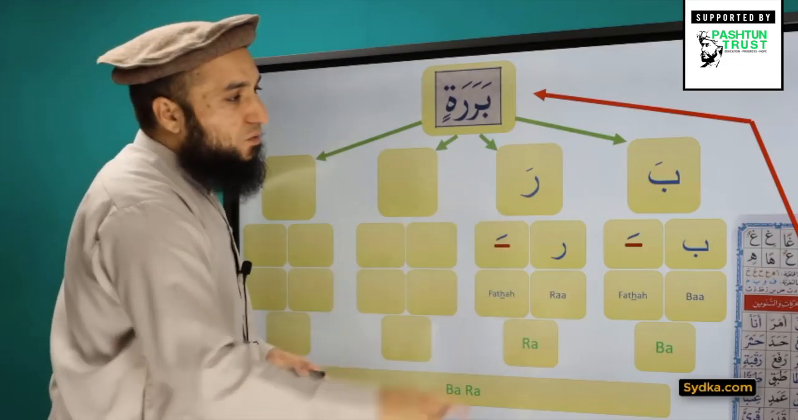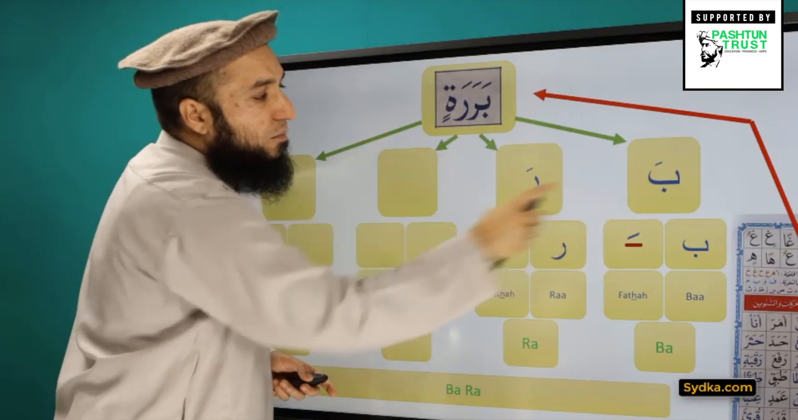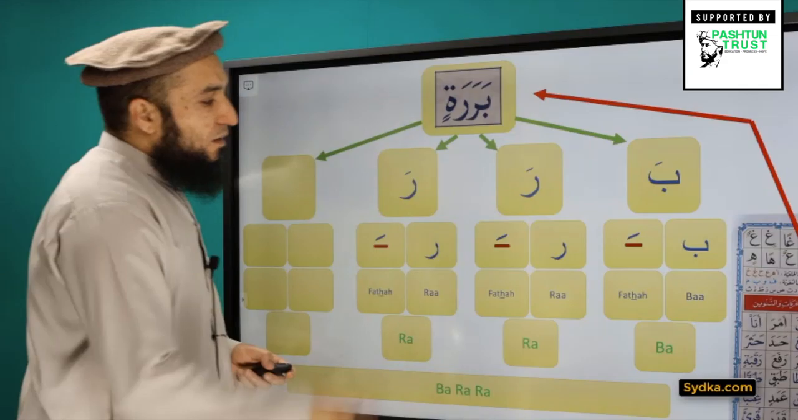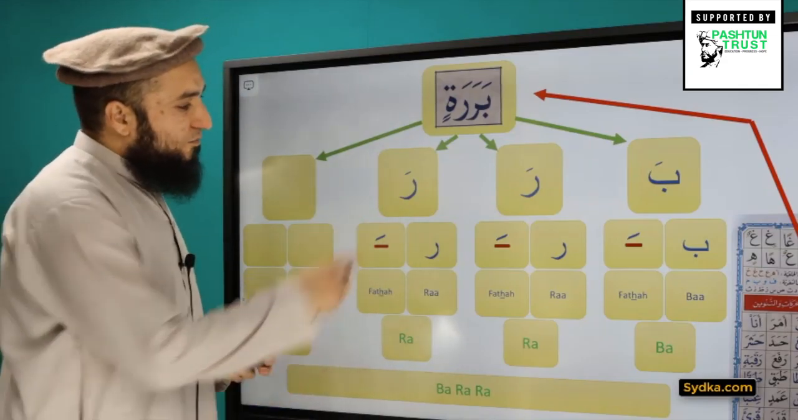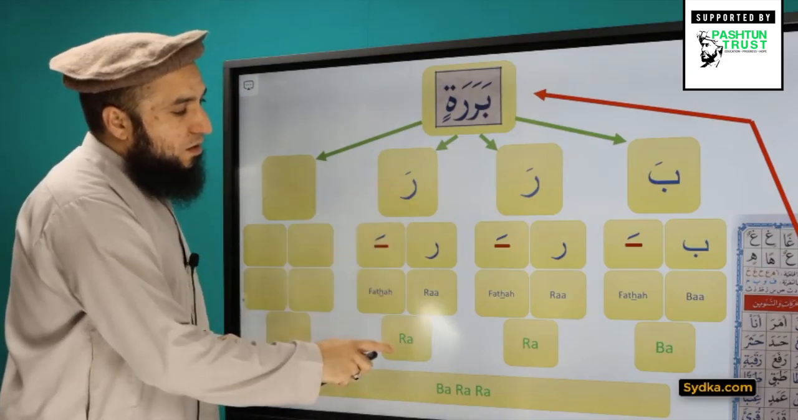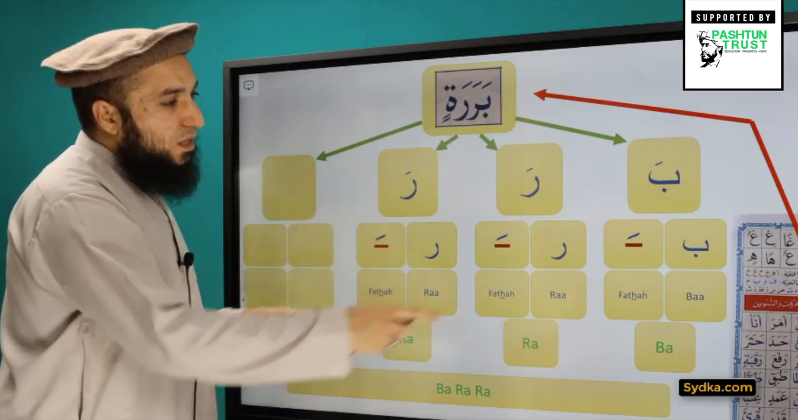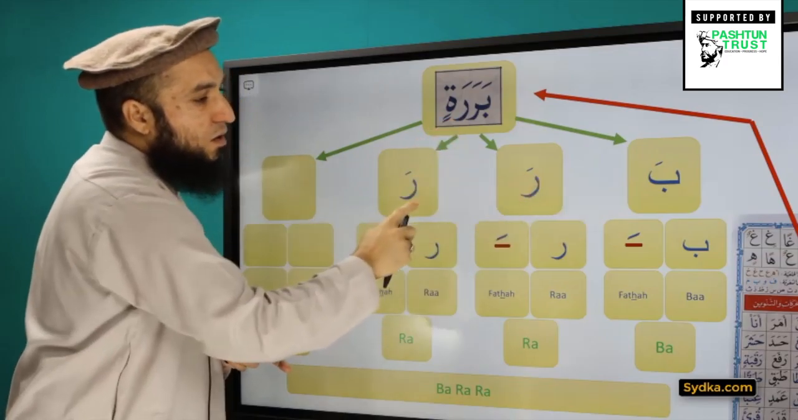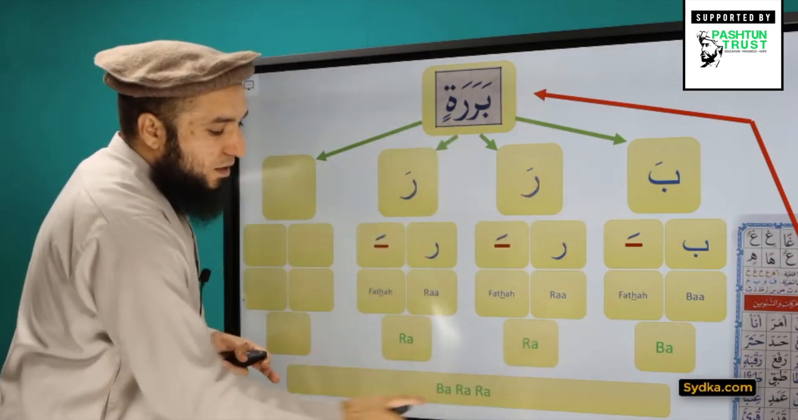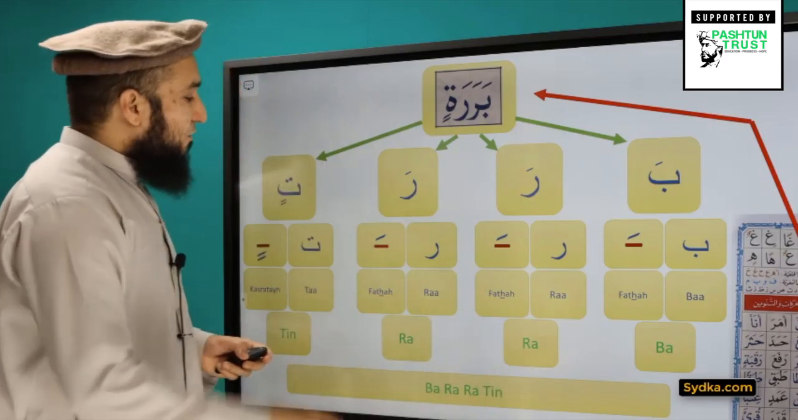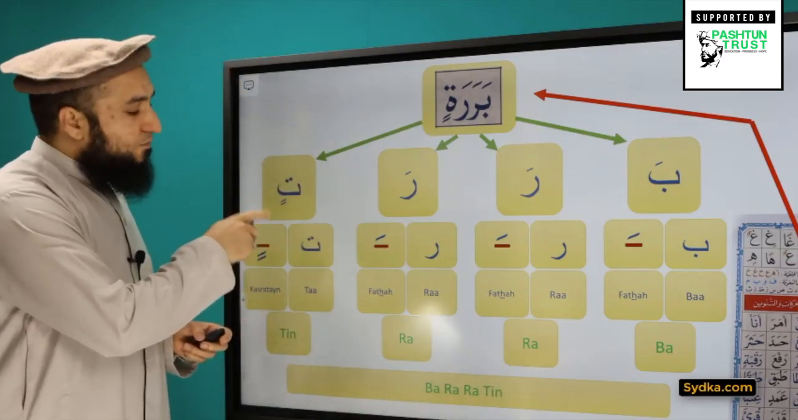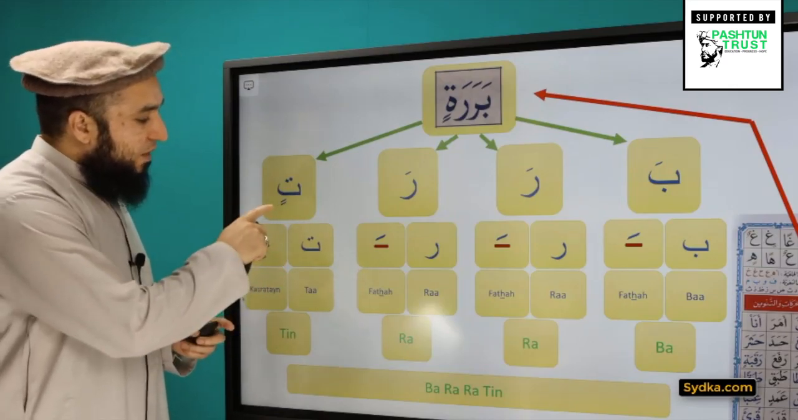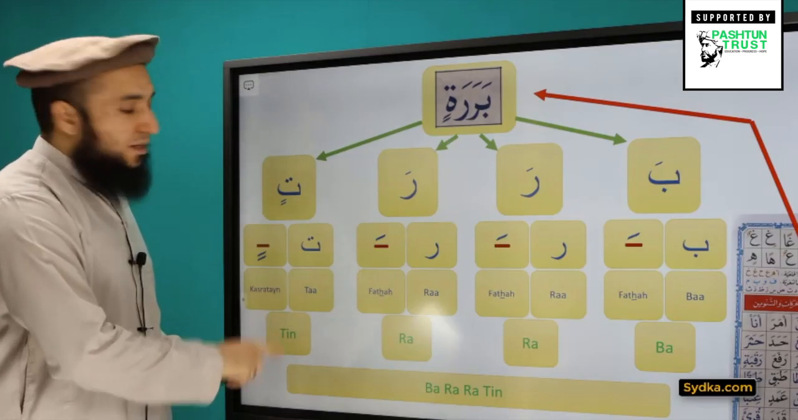Now combining the two syllables, we have ba ra, ba ra. The third syllable is ra fatha ra again. Ra fatha ra. Now combining the three syllables, we have ba ra ra, ba ra ra. The fourth syllable, we have ta kasratain tin. Ta is not silent, and we have the haraka of kasratain. Ta kasratain tin.